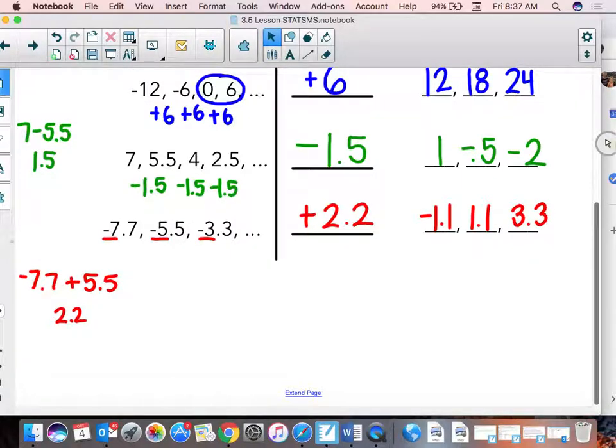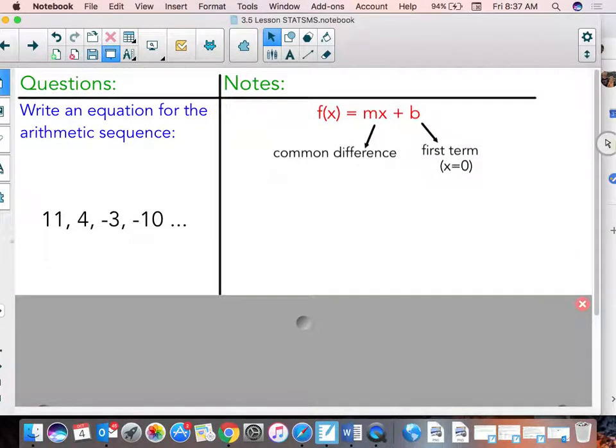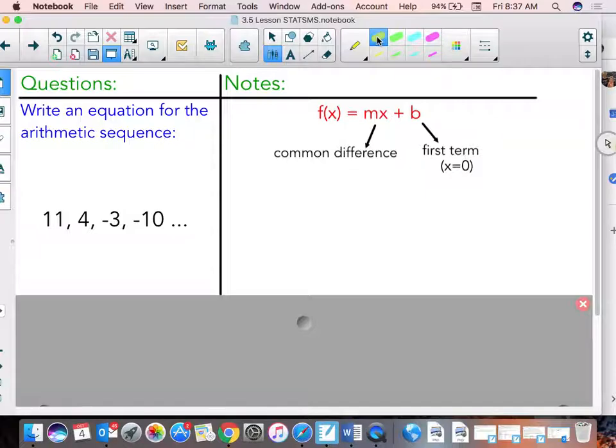All right, let's go to part 2 in this lesson. And that is writing an equation for our arithmetic sequence. So now we are given a sequence, and we're going to write an equation. And remember from that first slide, the vocab slide, equations for arithmetic sequences are written in the form f of x equals mx plus b. M is your common difference. B is your first term when x equals 0. That x equals 0 isn't going to make a ton of sense right now, but it will when we get to the last part of this lesson.